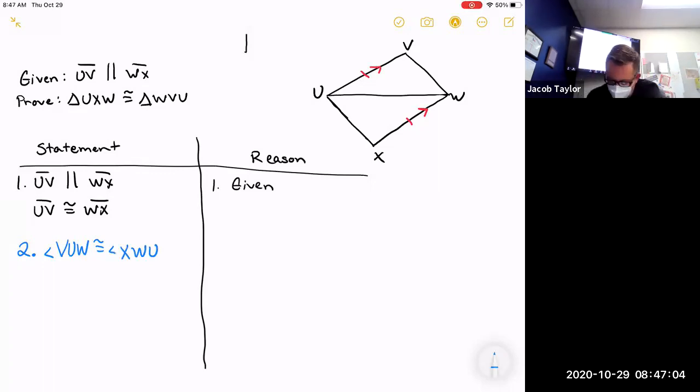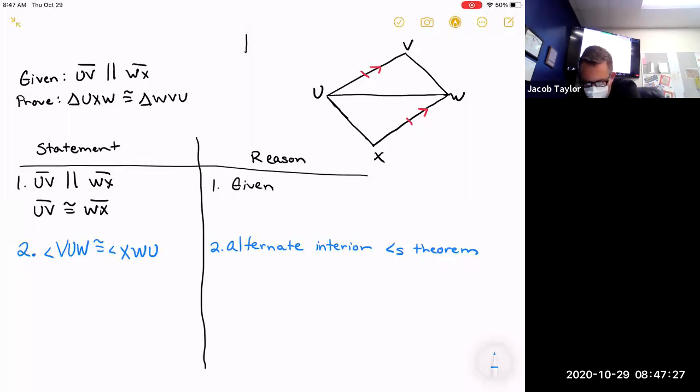How do we know that? What kind of angles are those? That's right, alternate interior. Very good, Ellie. The alternate interior angles theorem. You could just write alternate interior angles. That would be okay. So that and that.